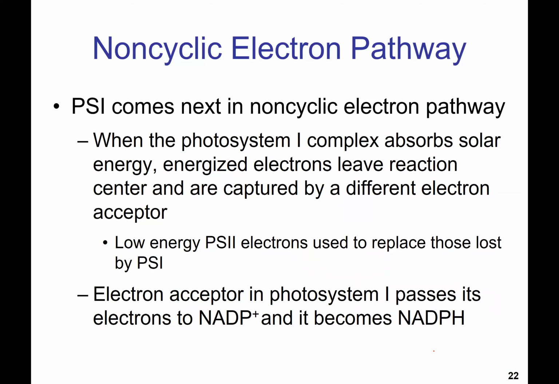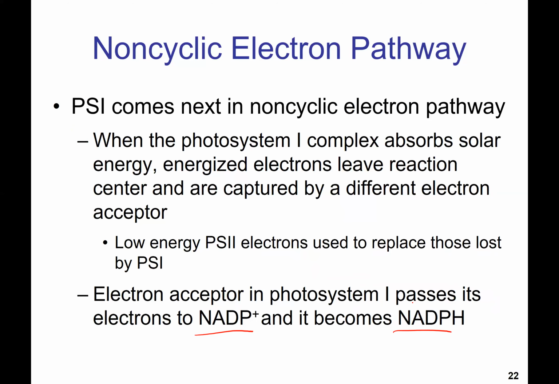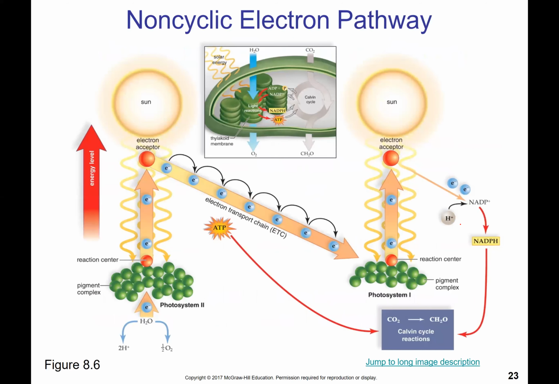Then we have photosystem 1, which gets the electrons from photosystem 2, and in photosystem 1, NADP becomes NADPH. So from photosystem 2, we get ATP. From photosystem 1, we get NADPH. And both of those are going to move on.